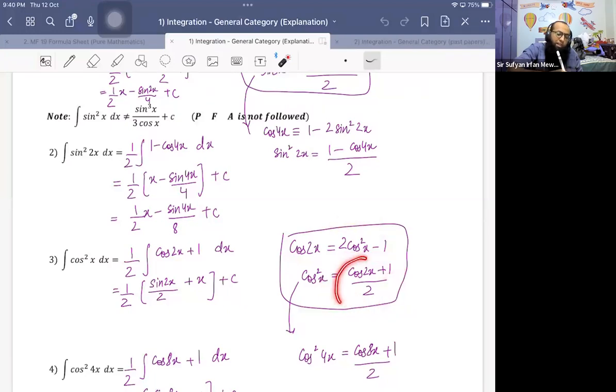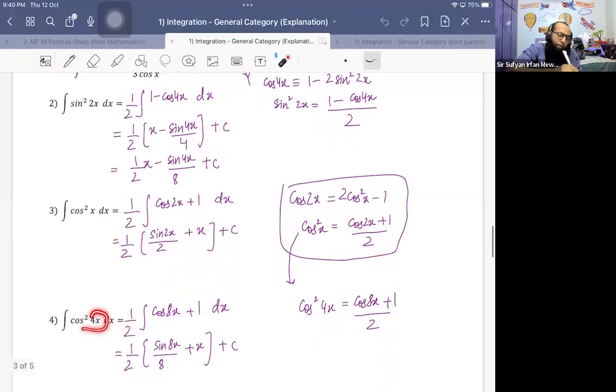So now I will integrate this. Cos 2x plus 1 upon 2, the 1 upon 2 is taken outside. Then cos 2x plus 1 integrated: cos 2x gives sin 2x upon 2, and the integration of 1 is x. So we can give this as our final answer. Then if we talk about cos square 4x, I will replace this x with 4x. I've multiplied it by 4, so this 2x will also be multiplied by 4 and give us 8x. So it's cos 8x plus 1 divided by 2.